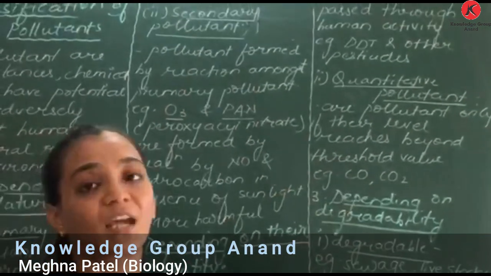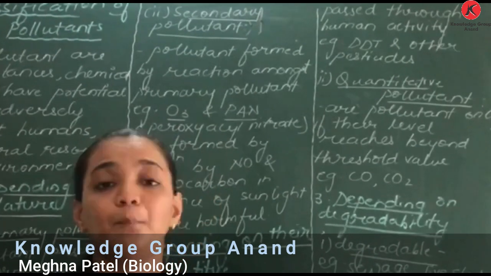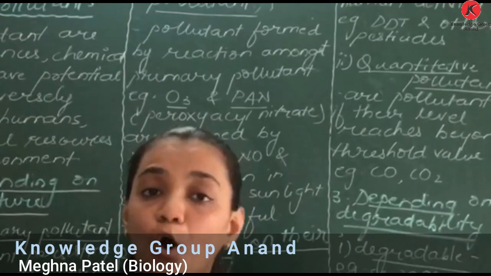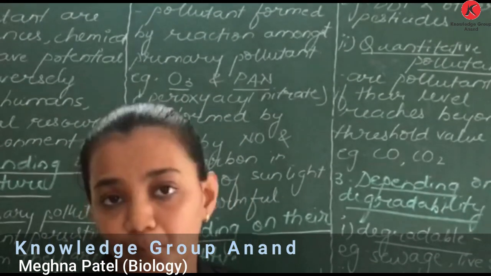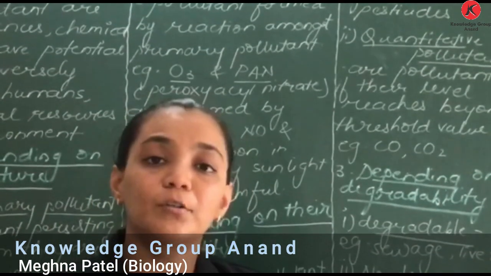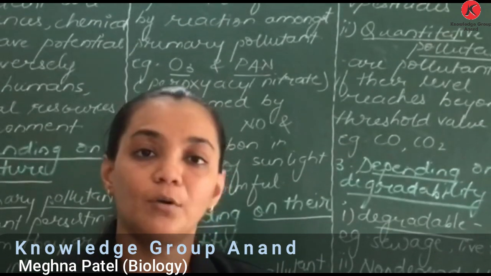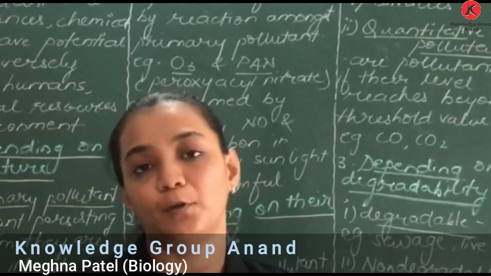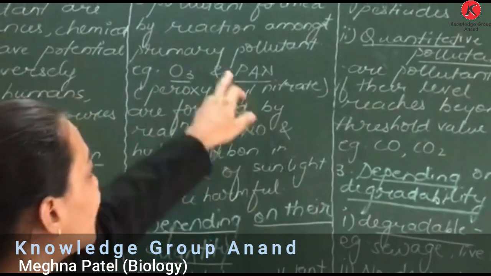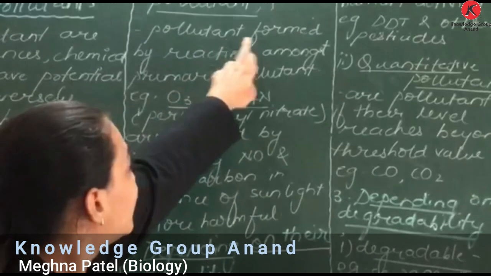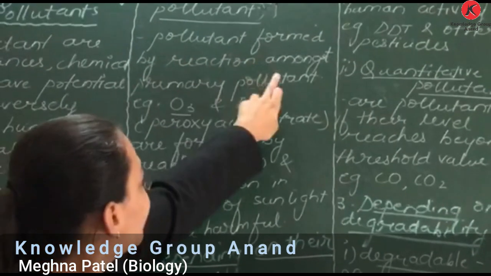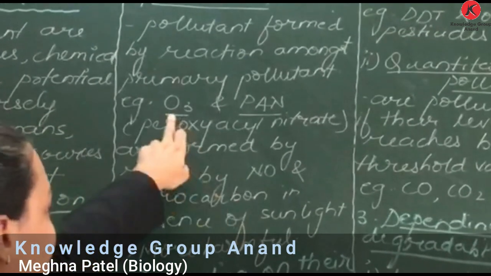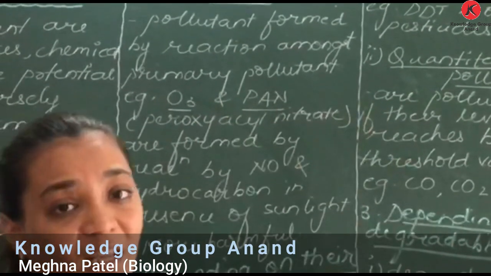दूसरे होते हैं secondary pollutants. Secondary pollutants मतलब these are the pollutants which are formed by the combination of several primary pollutants. मतलब प्राइमरी पोल्यूटेंट्स के अंदर कोई रिएक्शन होने से या तो फिर उनके कोई दूसरे कॉम्बिनेशन से जब दूसरे पोल्यूटेंट बनते हैं तो उन्हें हम कहते हैं सेकेंडरी पोल्यूटेंट. So they are formed by reaction among primary pollutants. For example, ozone and PAN.